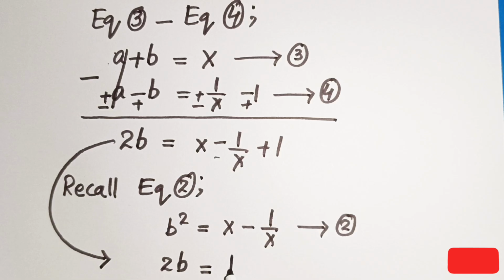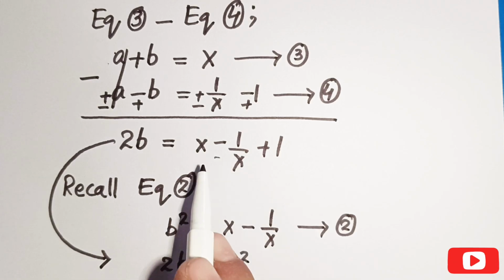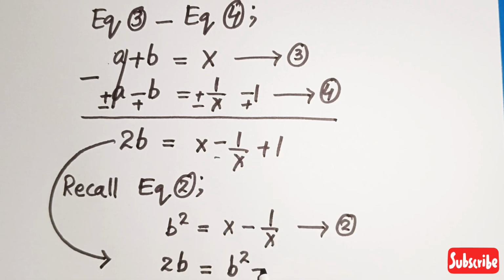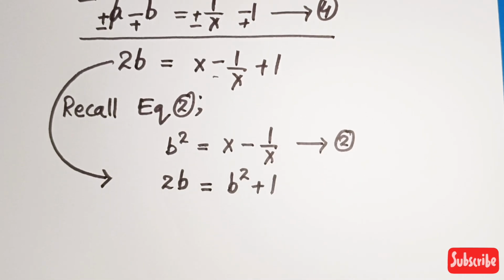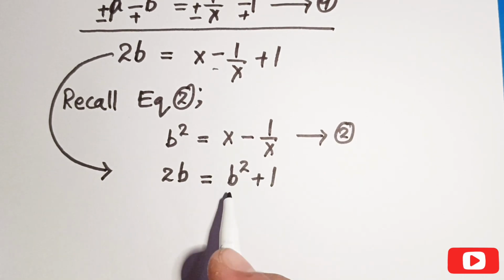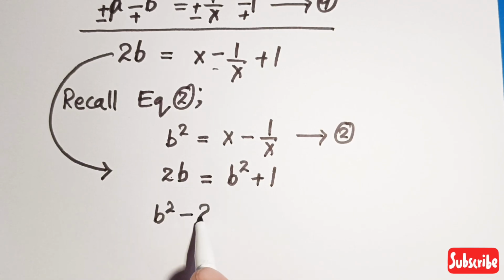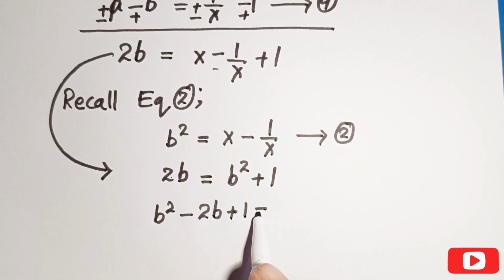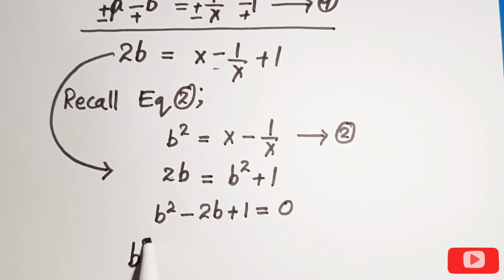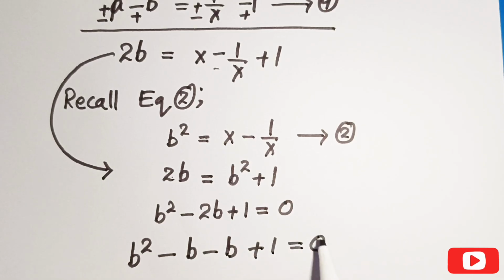So we just put this value here from equation 3. It is b squared and plus 1. Now our next step will be b squared, and shifting this one, we will get minus 2b plus 1 is equal to 0. So it is a nice quadratic equation. We have to solve this by factorization method. Here we have b squared, and this minus 2b can also be written as minus b minus b plus 1 is equal to 0.